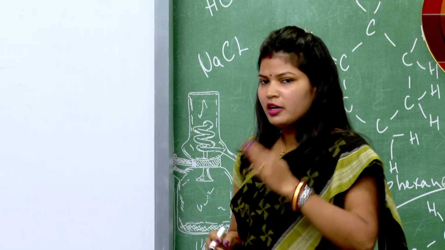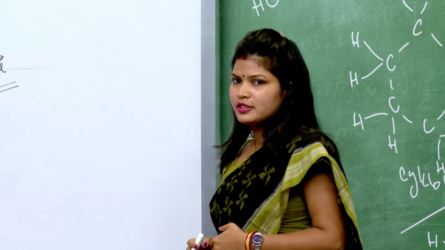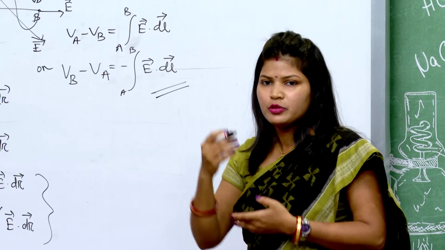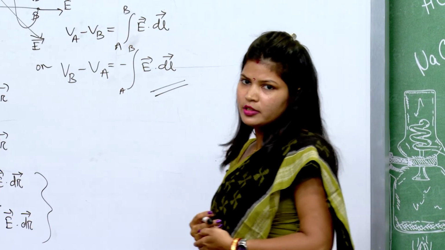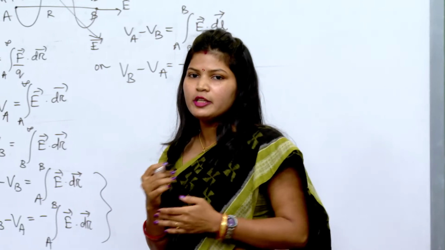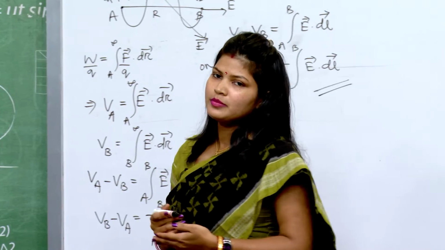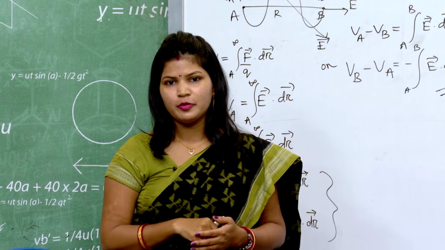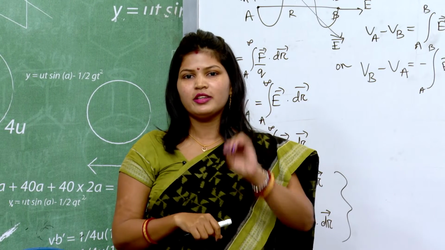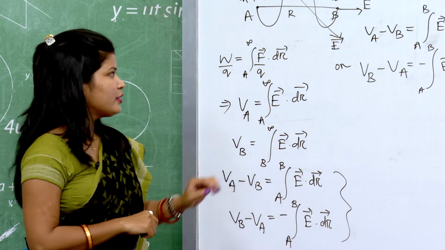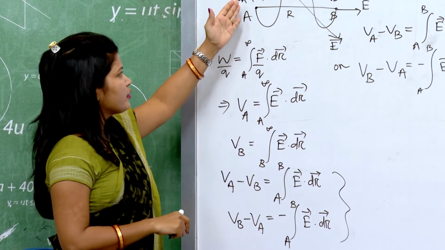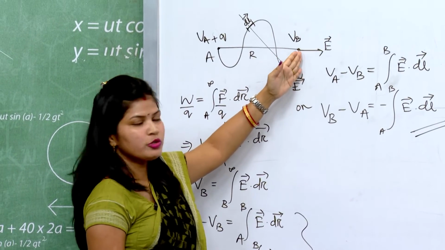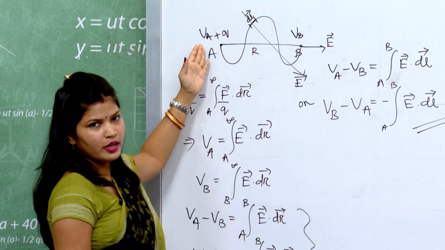Similarly, in analogy, positive charges will go from higher electric potential to lower electric potential, and negative charges will go from lower electric potential to higher electric potential. This is unique in electricity. So, protons will go from higher to lower potential and electrons will go from lower to higher potential.